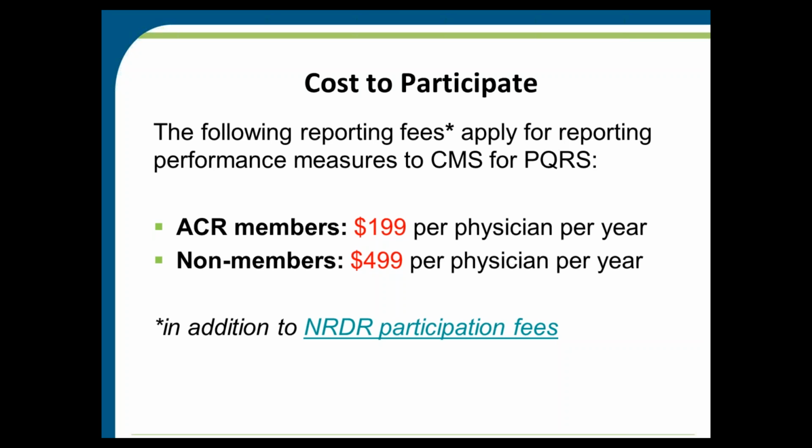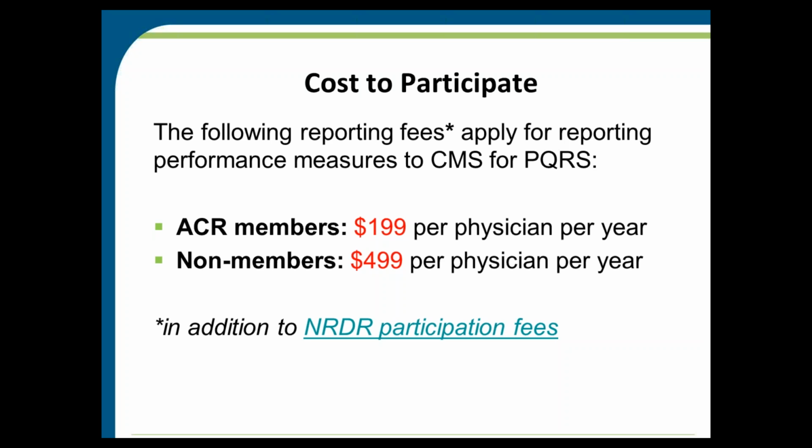If you are an ACR member, it's only $199 per physician per year. And for non-members, it's slightly increased to $499 per physician per year. So you see your member dollars working for you in this slide. In addition, I just want to mention the PQRS reporting fee is a one-time fee, and it's normally paid when we're ready to submit your data to CMS.